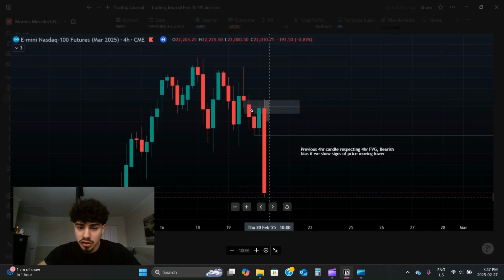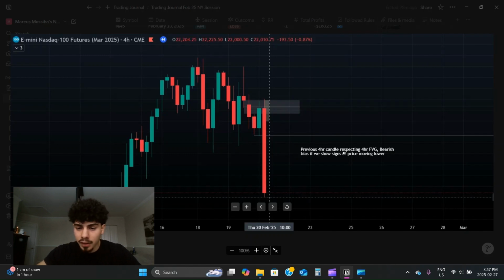So don't forget that, because you could have marked out a smaller fair value gap here, and you could say, oh, this closed above this fair value gap and above consequent encroachment. But no, that is not a fair value gap that will hold. You have to include the volume imbalance. Don't forget that. As you can see here, we close respecting the consequent encroachment of the fair value gap, which is a very good sign, especially on the 4 hour.